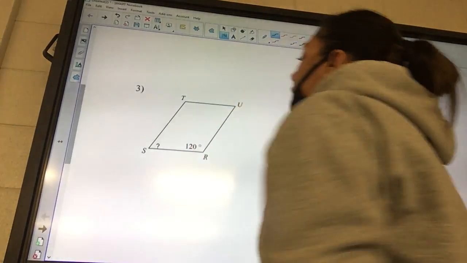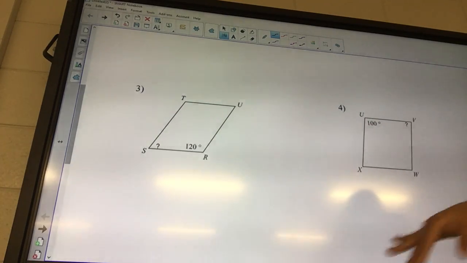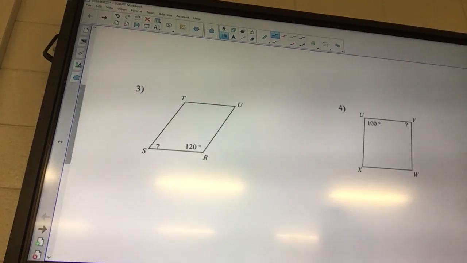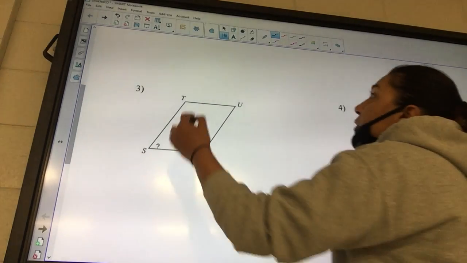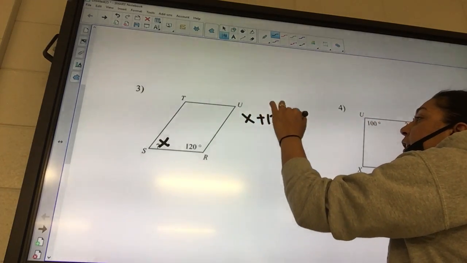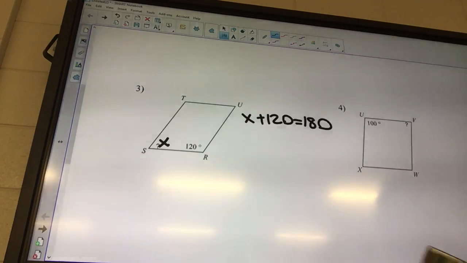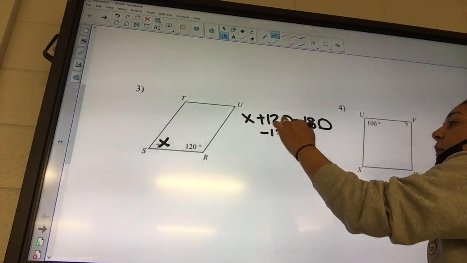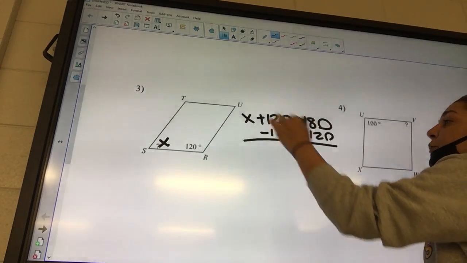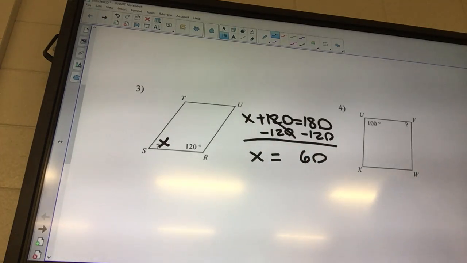The next one: one of my sides is 120, and the same side has a question mark. So what do we do with that one? This one I'm going to do the long way, but you could put an X there and say X plus 120 equals 180. Then minus 120, and so X is going to equal 60.